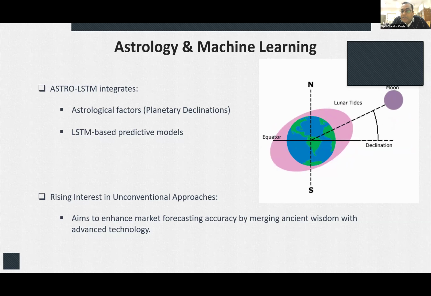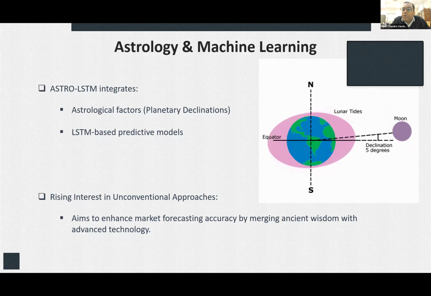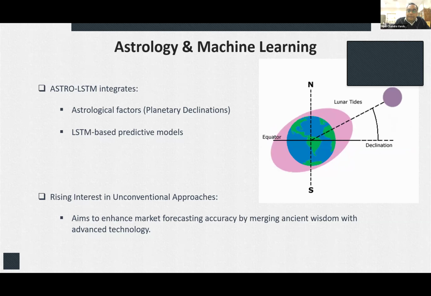Now my Astro LSTM integrates the planetary declination values, which are the astrological factor. Secondly, I have opted for the LSTM network. That's why I have named it Astro LSTM: Astro for the astrology factor, planet declination, and LSTM for the network.